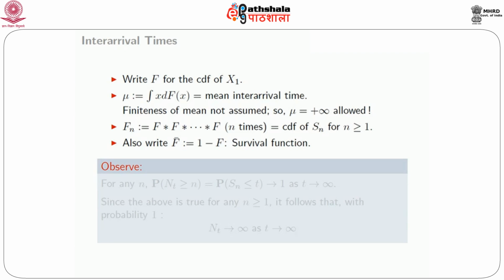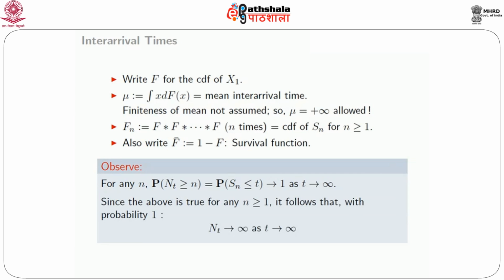Okay, observe that for any n, since the event Nt greater than or equal to n and the event Sn less than or equal to t are identical, the probabilities are the same. Here we are taking t going to infinity. Since Sn is a random variable, as t goes to infinity, the probability that Sn is less than or equal to t of course goes to 1. That's the distribution function of Sn, and that means the probability that Nt is greater than or equal to n goes to 1 as t goes to infinity. But this is true for every n greater than or equal to 1.